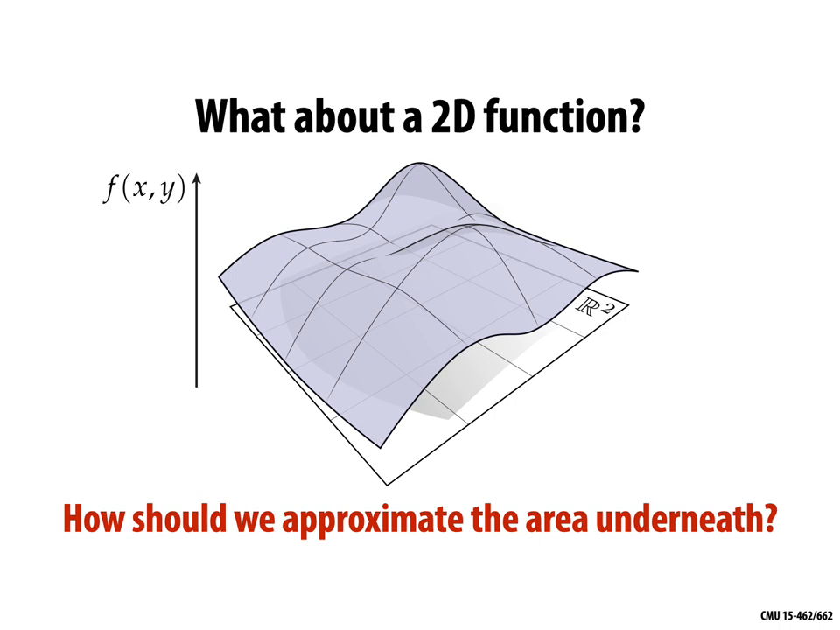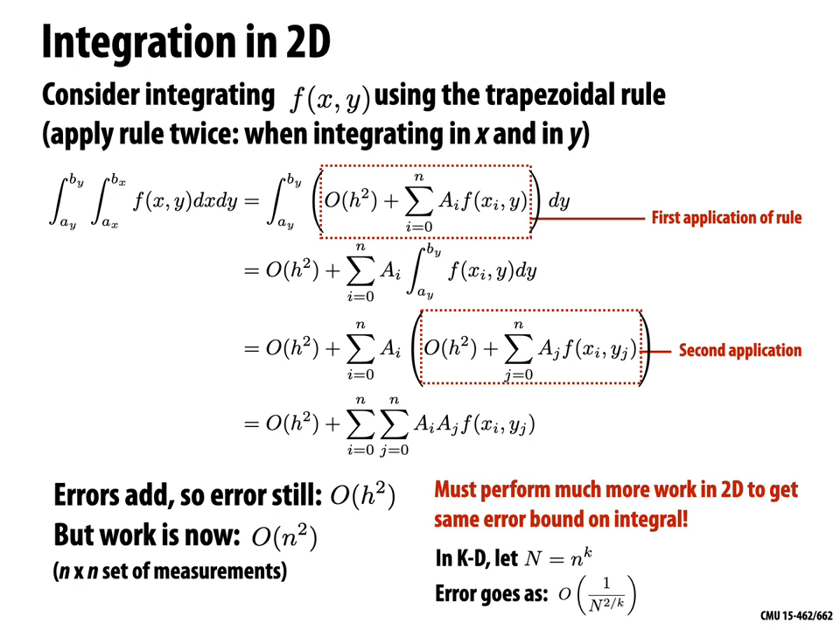Well, we can just apply the same rule we did before twice. If we think of the function f of x, y as a function where we can fix one of the arguments, so let's say x is 0, then f with x restricted to 0 is just a function of one variable. And so we can apply our usual trapezoid rule to that function with one fixed variable. Then the integral of that function is again a function of one variable. It's now a function of x.